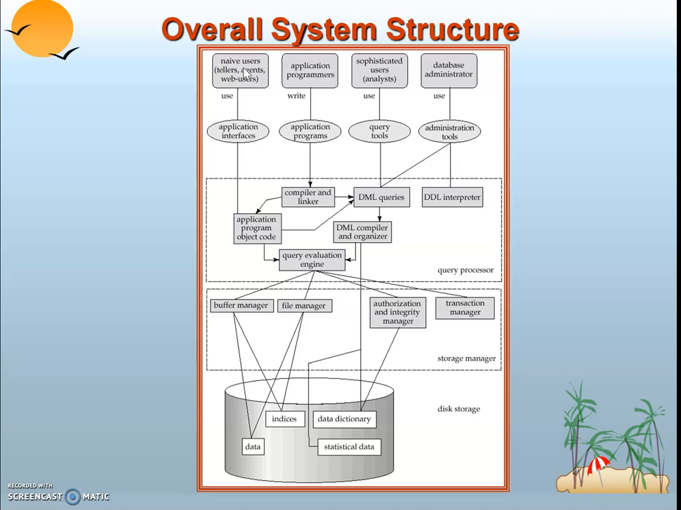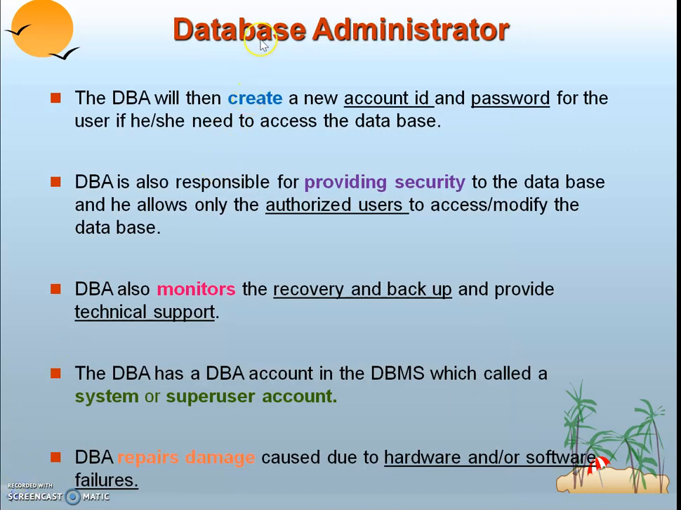So let's try to understand each of the types of users and their responsibilities in detail. The first and foremost database user is the database administrator. So database administrator is one who can be called the heart of the database management system. So what are his responsibilities?